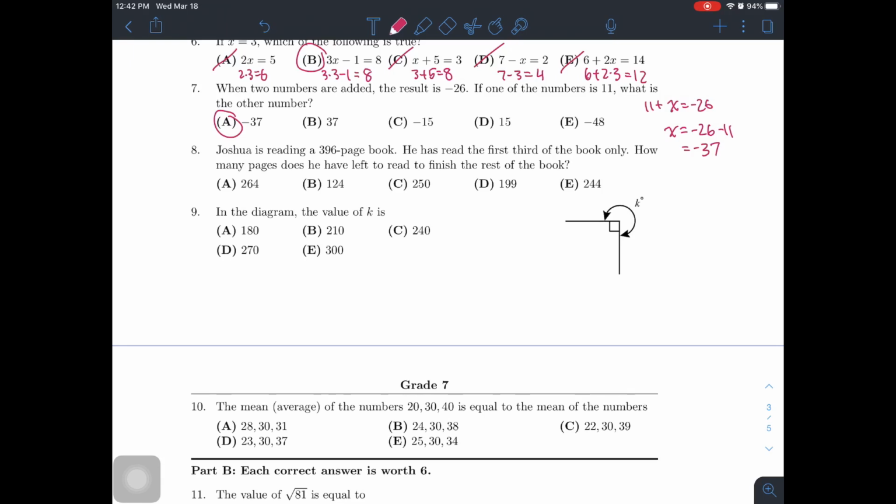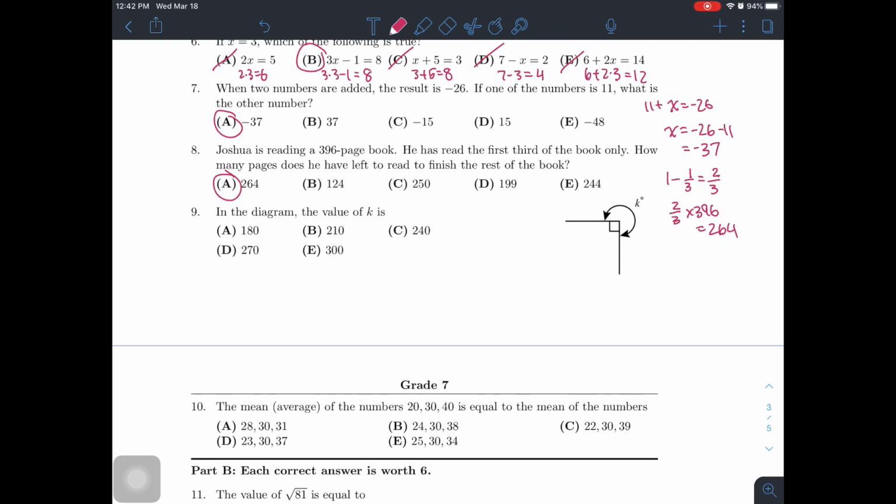Number 8. Joshua is reading a 396-page book. He has read the first third of the book only. How many pages does he have left to read to finish the rest of the book? If he's already read the first third of the book, then he has 2/3 of the book left. So 2 over 3 multiplied by 396 pages equals 264. Therefore, the answer is A.